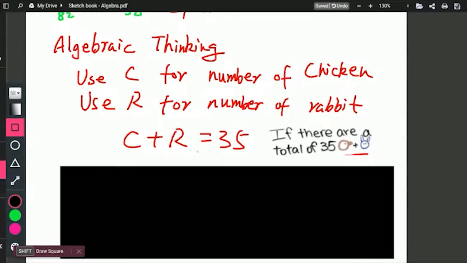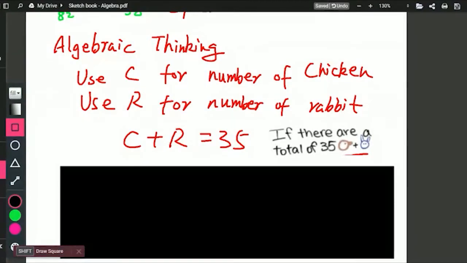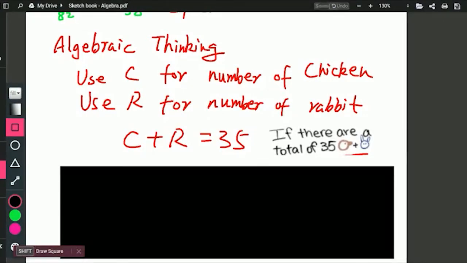Okay, what about this step? C plus R should be 35. Are we good here? Yes? Okay. Again, I just want to make sure that you fully get this.